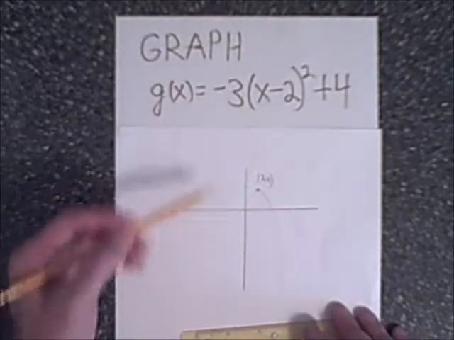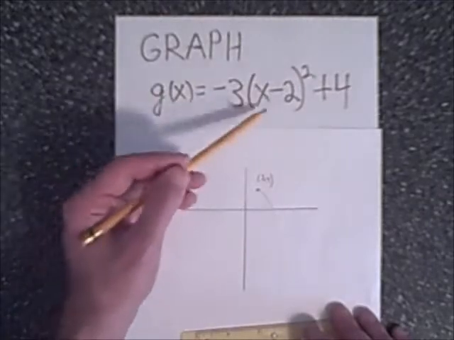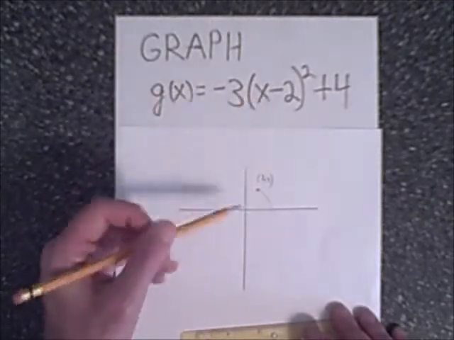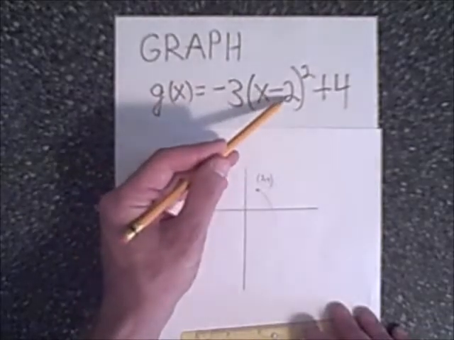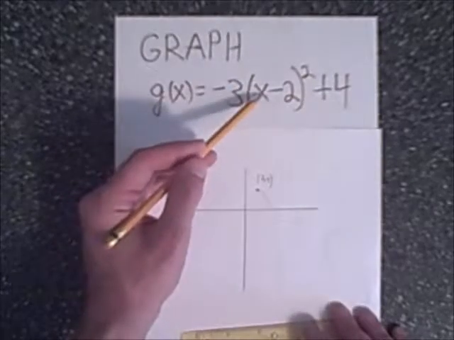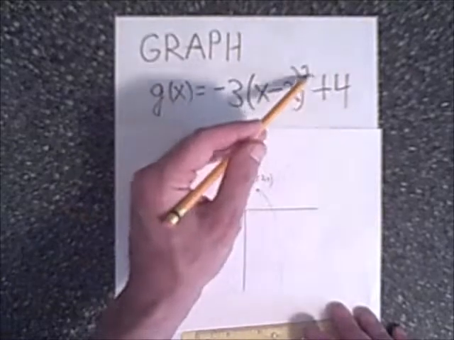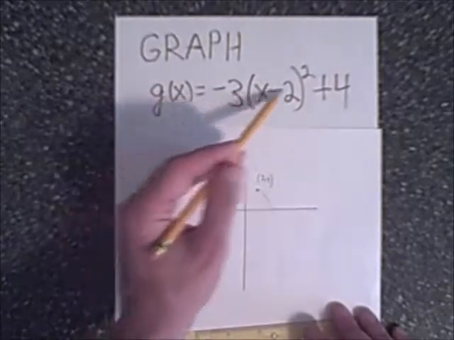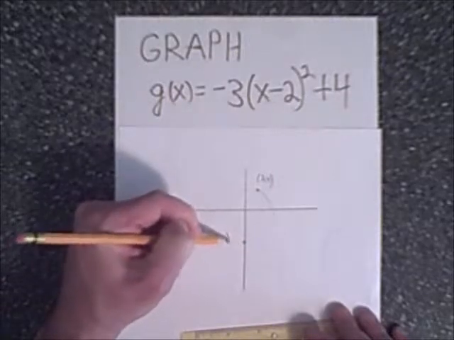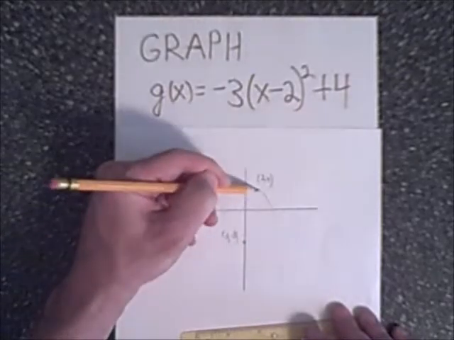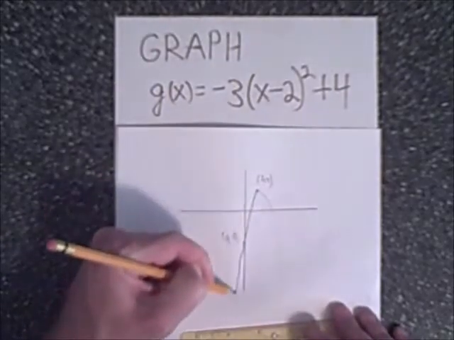Okay. And what's the exact value? Well, let's plug in 0 and find out. Let's make this 0. If x is 0, somewhere here, the y output will be 4 plus 8. This will be 0 minus 2 squared is 4, minus 12 plus 4 is minus 8. So it's going to be right here, (0, -8). So our graph is going to look something like this.